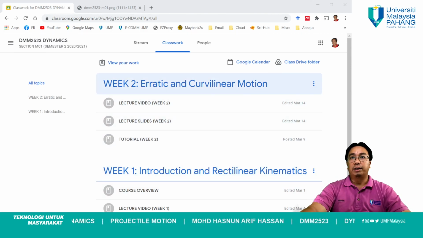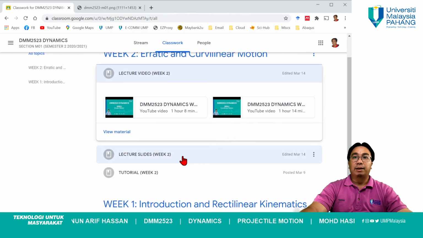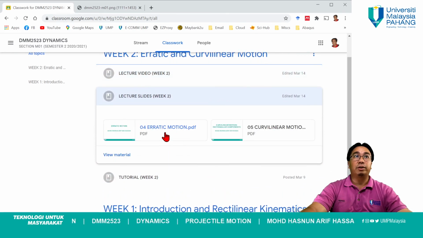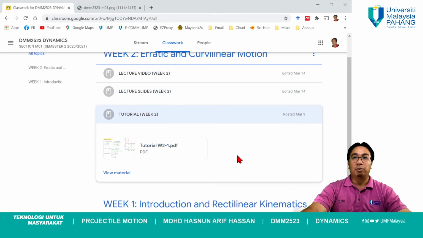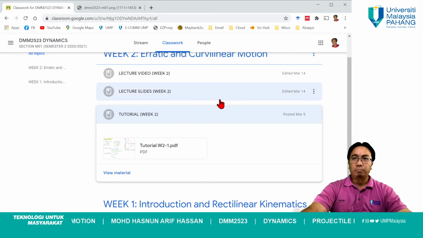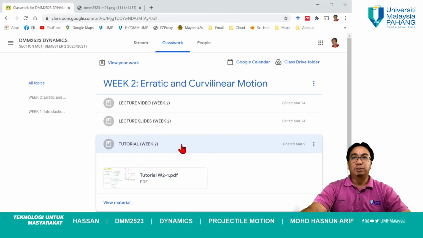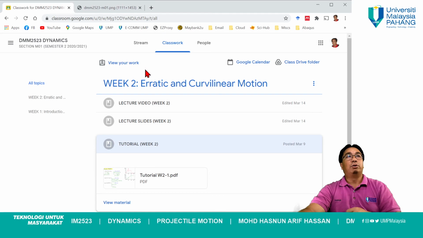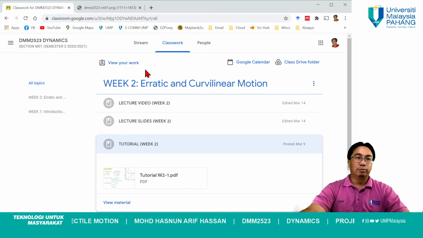So you will find in week number 2 where we discuss erratic and curvilinear motion. Dalam ni ada 2 lecture videos. Okay, and slides pun saya dah masukkan for erratic motion as well as the curvilinear motion, and also the tutorial. Tutorial ni saya belum masukkan lagi untuk curvilinear motion. So later I will upload tutorial for curvilinear motion, and I will create the link for week number 3, where we discussed today about projectile motion, and also in the upcoming class, Wednesday, we will discuss about normal and tangential coordinate system.